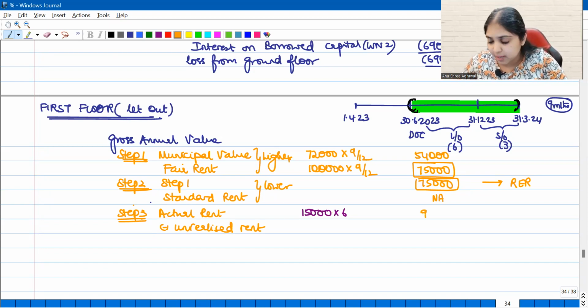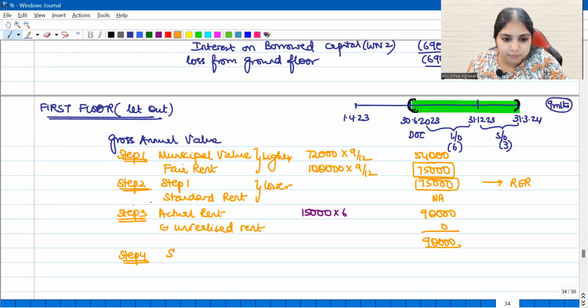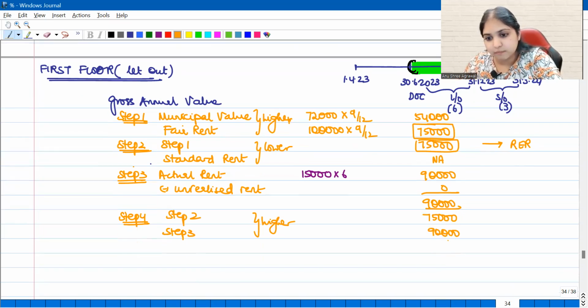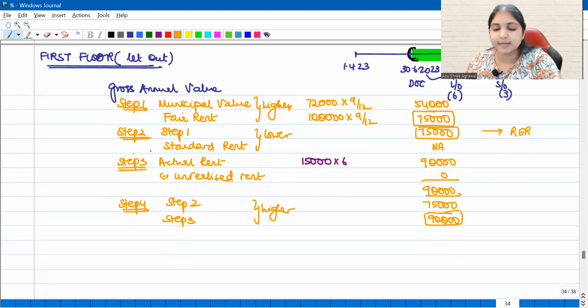This is going to be 90,000 rupees. We read the question, we did not have any unrealized rent, so 90,000 is the number. Then comes step four. Step four will be your step two number or your step three number, whichever is higher. What is our step two number? 75,000. Our step three number? 90,000. Which is higher? 90,000.